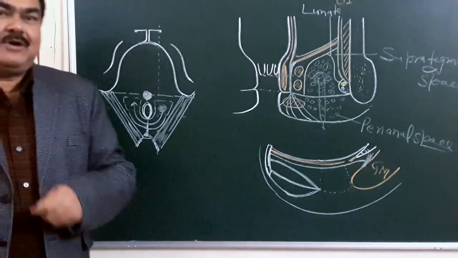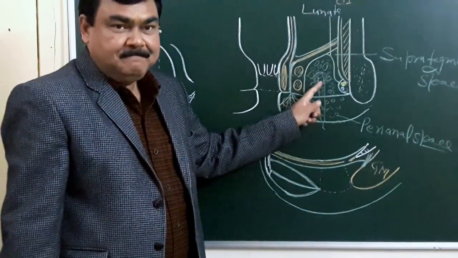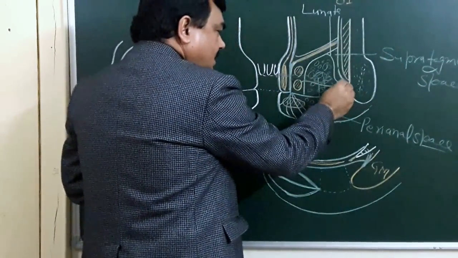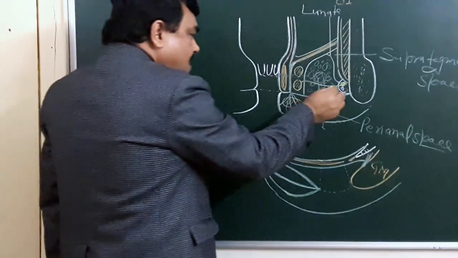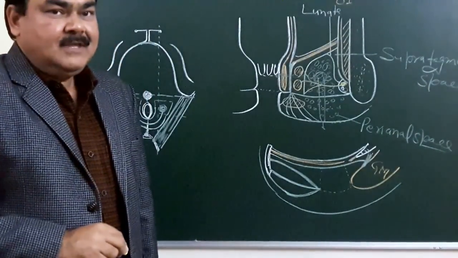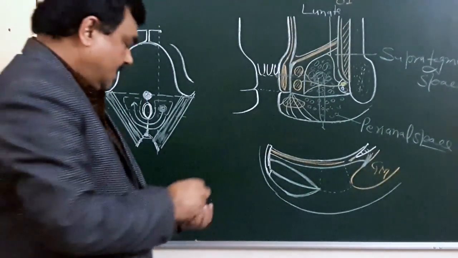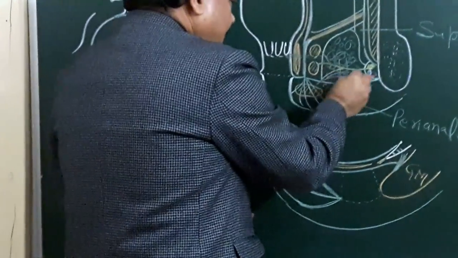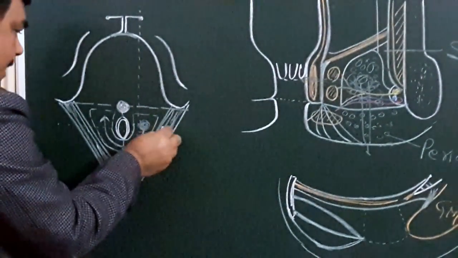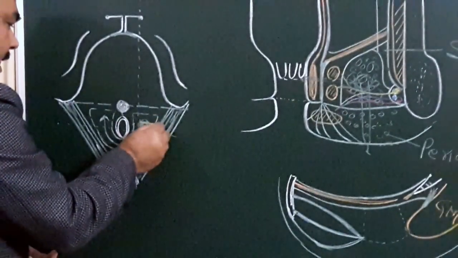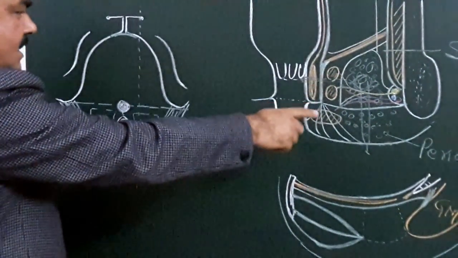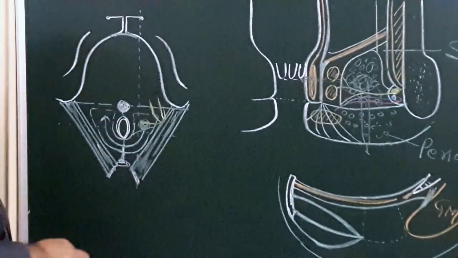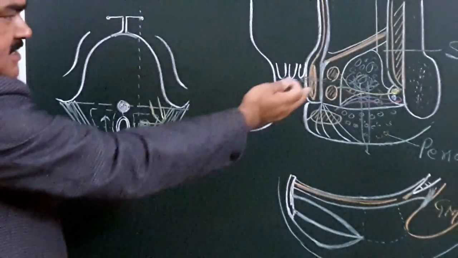Now, what are the contents of this ischiorectal fossa? One thing, there is fat. Another important thing is, here is the pudendal nerve. The branches of the pudendal nerve are the inferior rectal nerve, and the inferior rectal artery and vein. And the other branches of the pudendal nerve are also present in this region, that is the posterior scrotal or posterior labial nerve and artery.